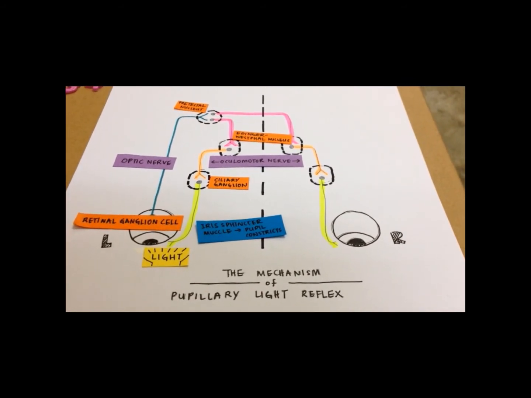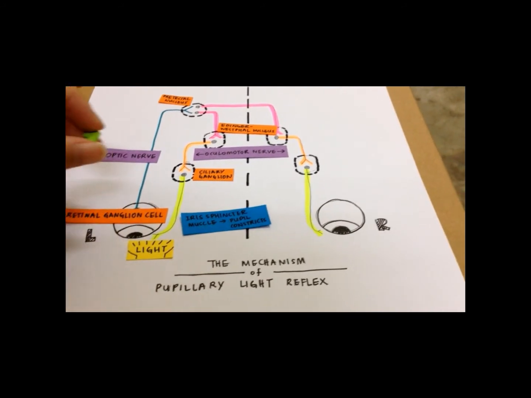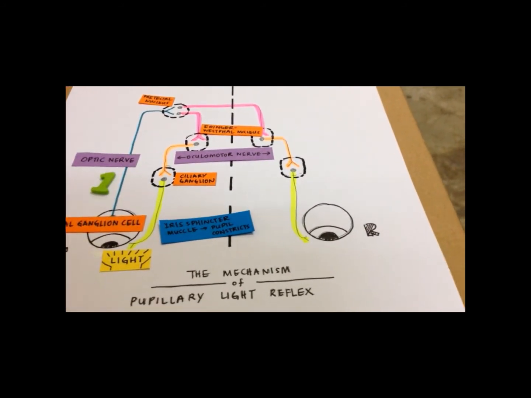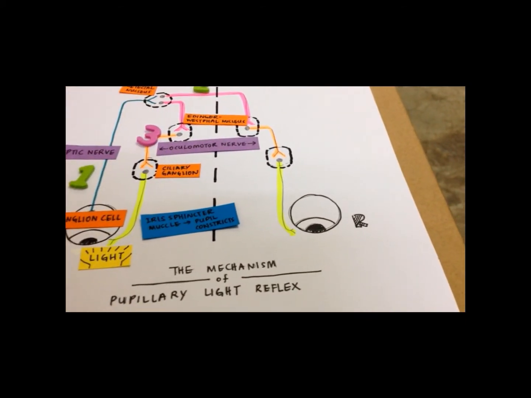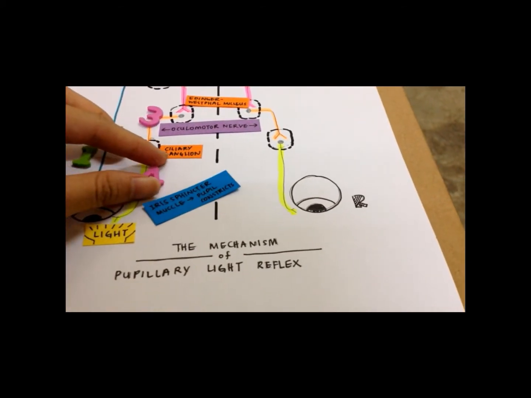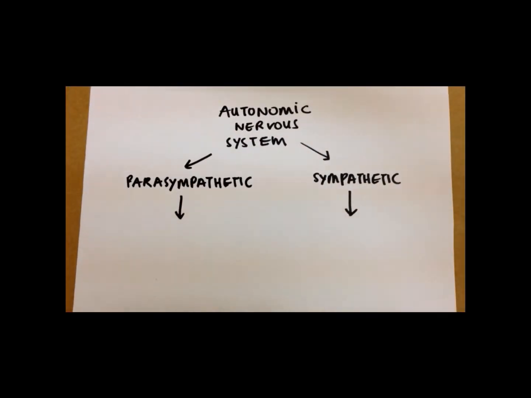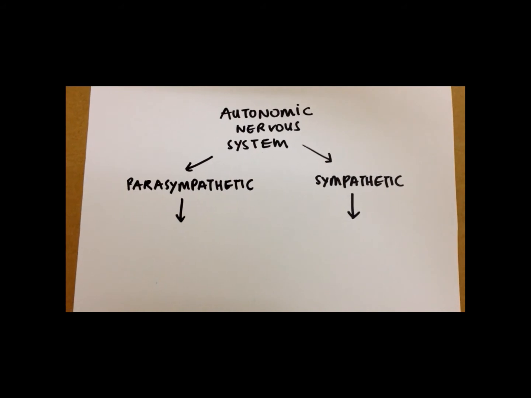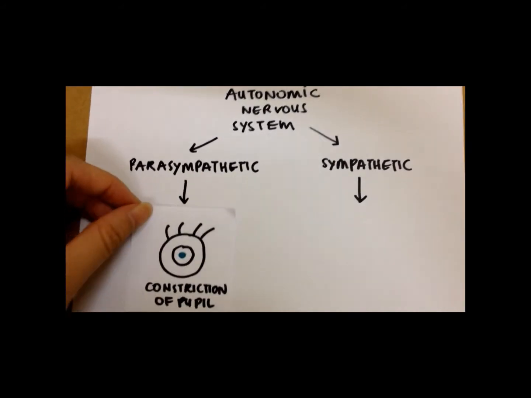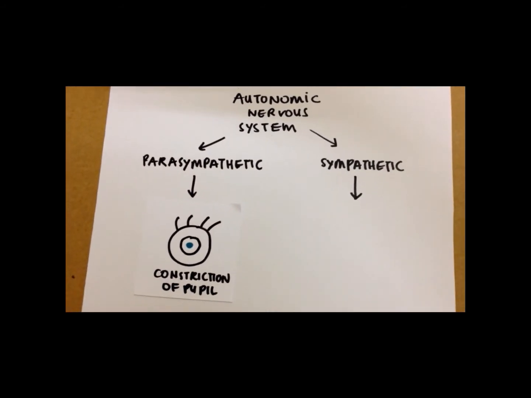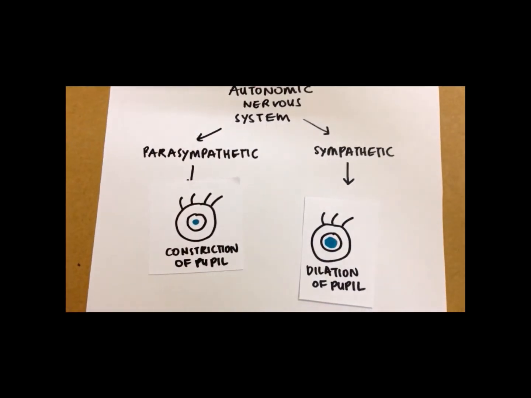The mechanism of the pupillary light reflex is a 4-neuron mechanism because it involves 1, 2, 3, and 4 neurons. The reflex is governed by the autonomic nervous system, in which the parasympathetic division causes the constriction of the pupil, whereas the sympathetic division will cause the dilation of the pupil.